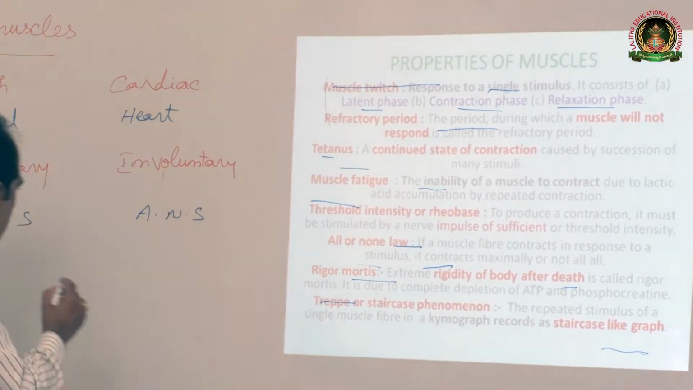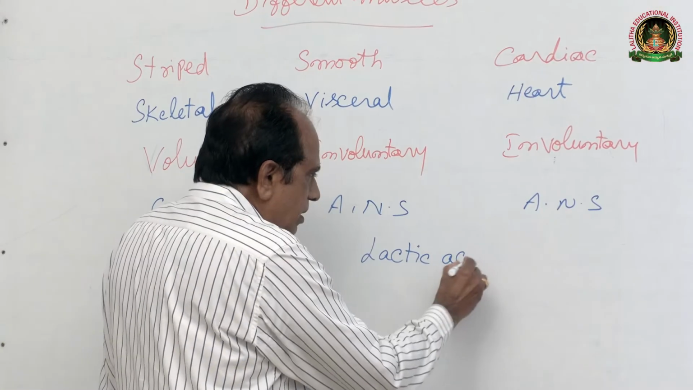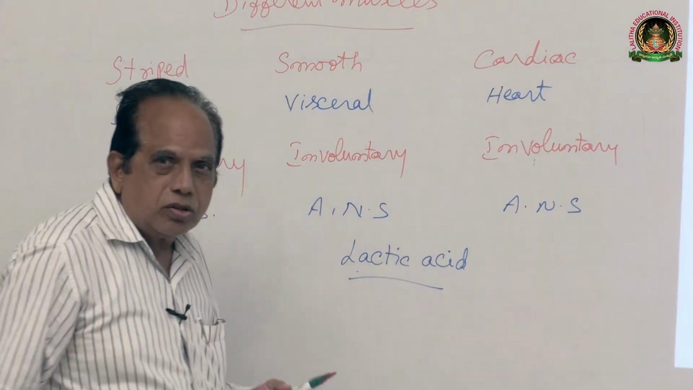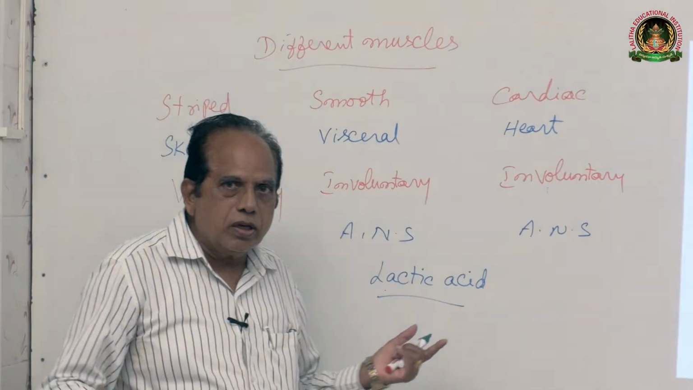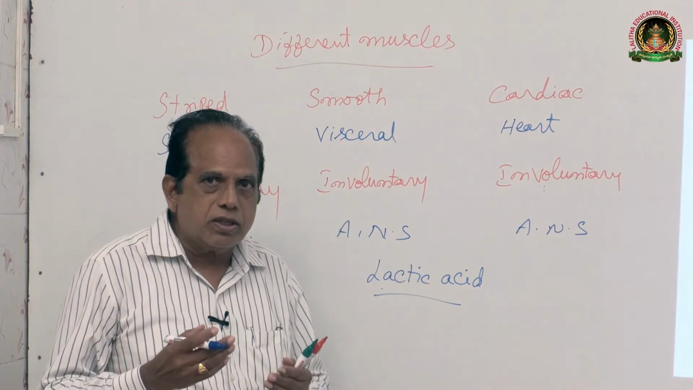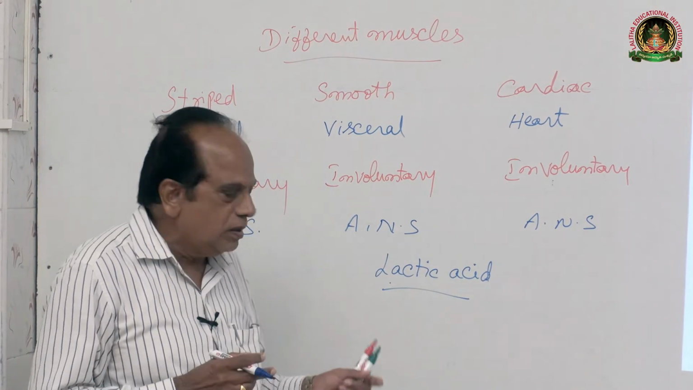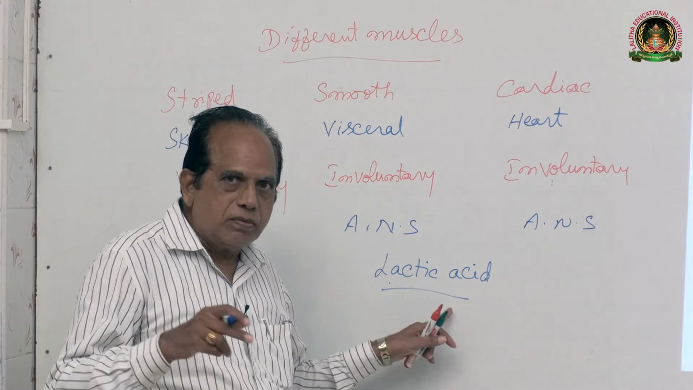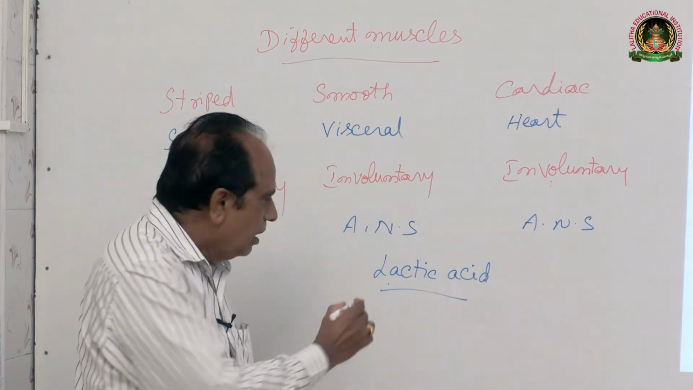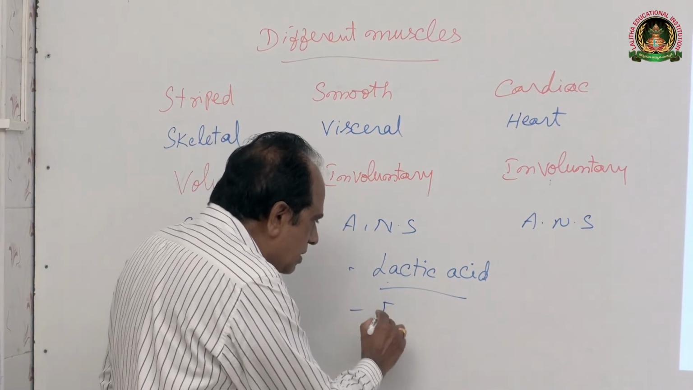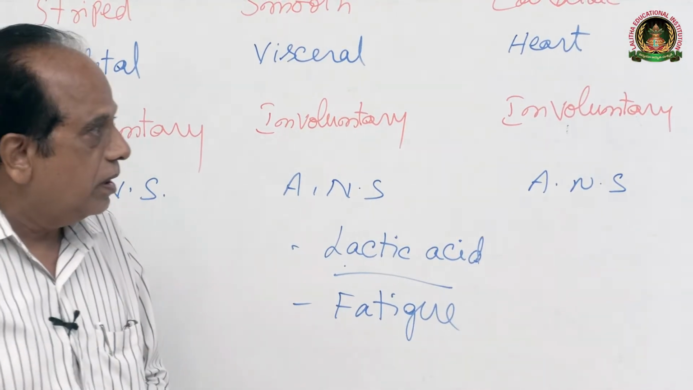If a muscle accumulates lactic acid, so lactic acid accumulation occurs within the muscle due to anaerobic contraction. So, whenever a muscle contracts continuously, definitely anaerobic conditions occur. The anaerobic contraction of the muscle is responsible for accumulation of the lactic acid. Accumulation of the lactic acid causes fatigue, muscle fatigue or muscle pain.